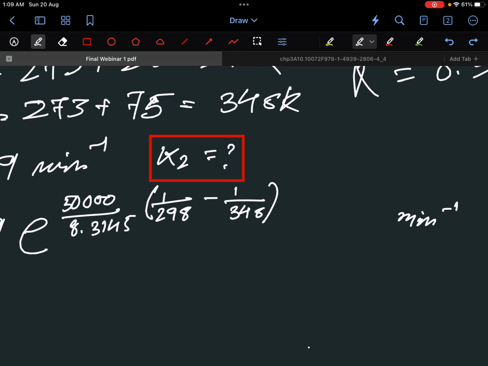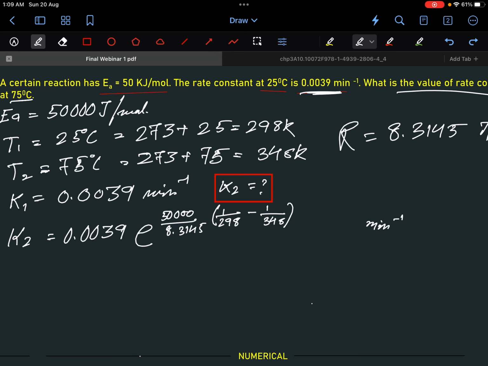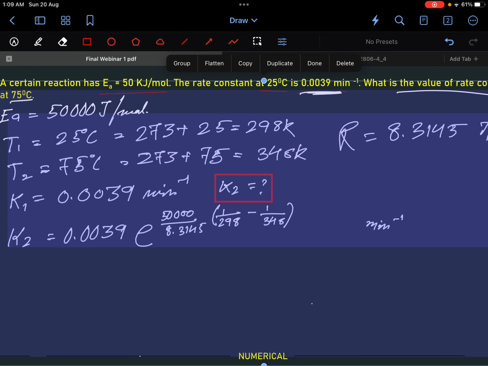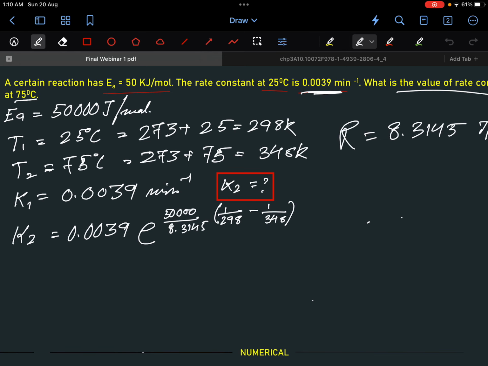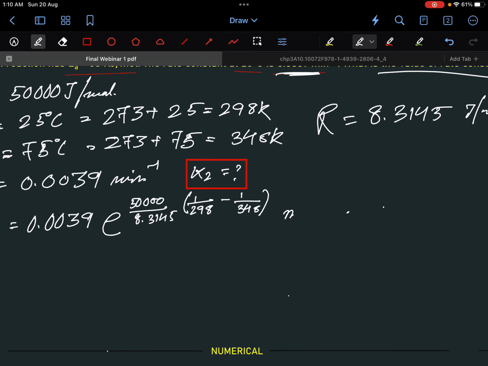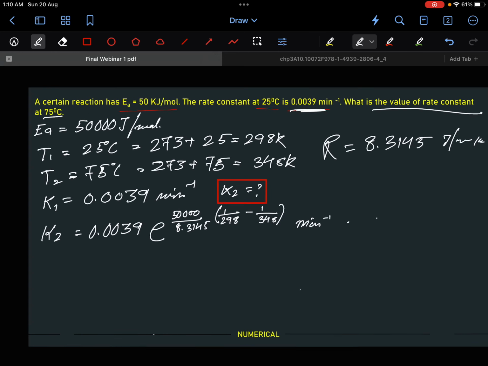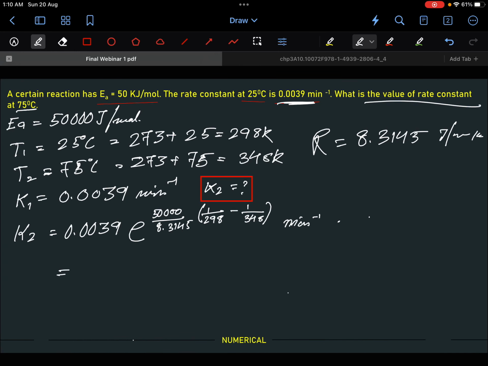Okay, so if we plug in these values, I can bring the minute inverse closer. Oh no, it's not allowing me. Okay, I'll just rewrite it. This is the value, with minute inverse. Okay, so if you plug in the values, what is the value? It comes to approximately 0.0708.